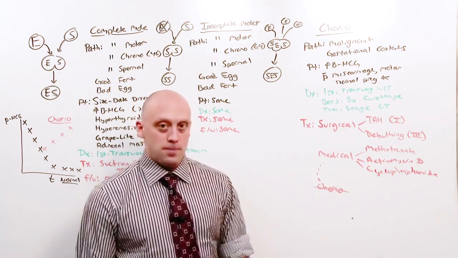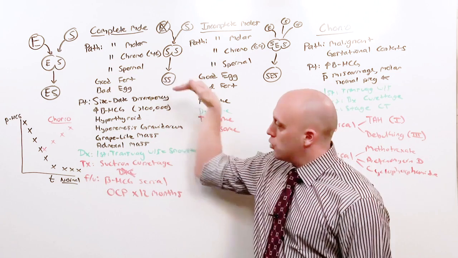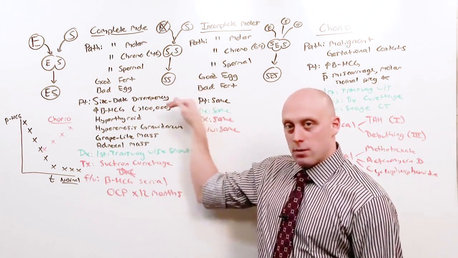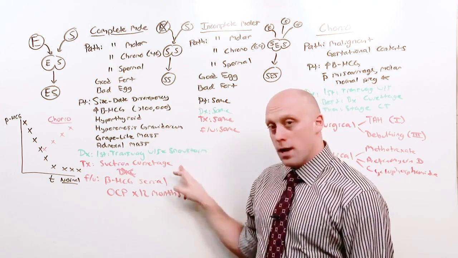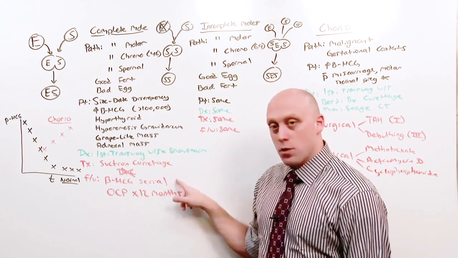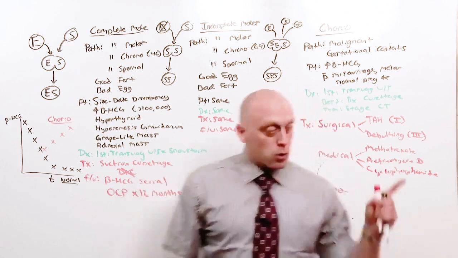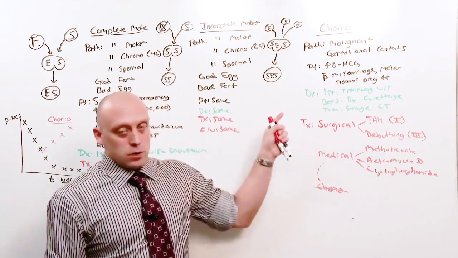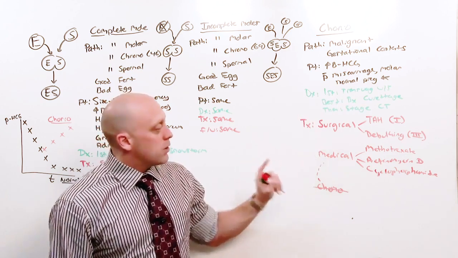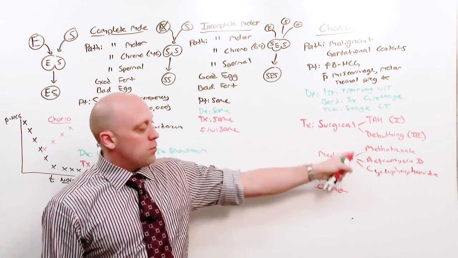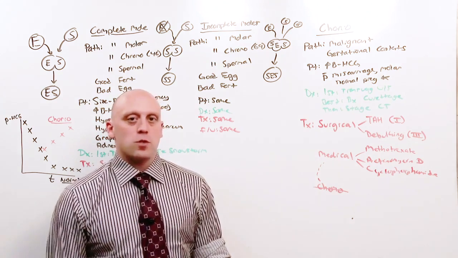So what I want you to see is that complete and incomplete moles are the same thing except based on their pathology. Look for the rapidly growing and elevated beta HCG symptoms, diagnosed with ultrasound, and once you cut it out, make sure they stay on OCPs and get serial HCGs. If the beta HCG begins to rise, think about chorio, repeat your transvaginal ultrasound to see it, suck it out to make the biopsy, and then stage it. And again, the treatment is either going to be some sort of resection or methotrexate and actinomycin D backbone chemo. That is gestational trophoblastic disease.